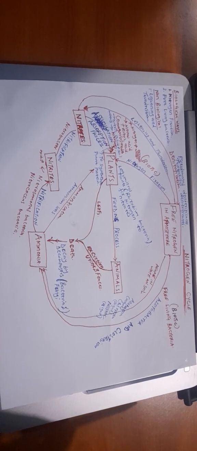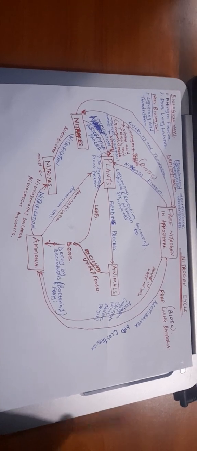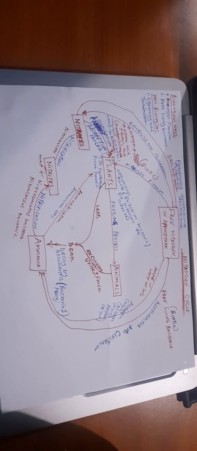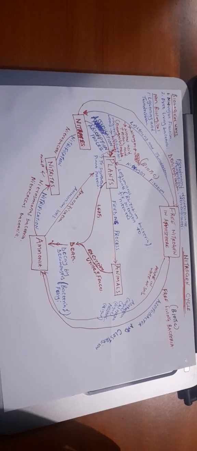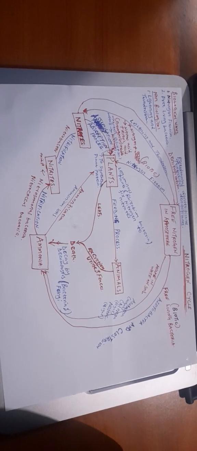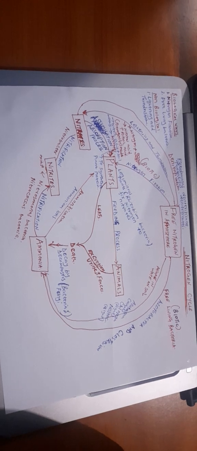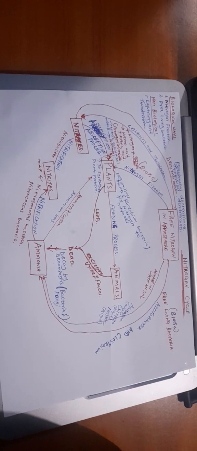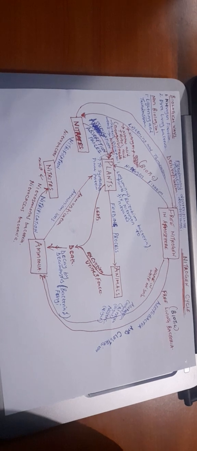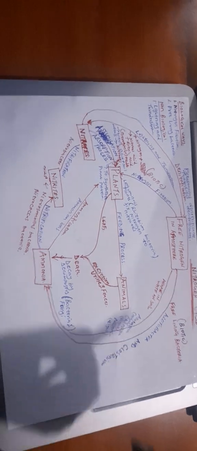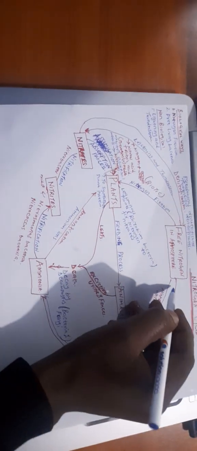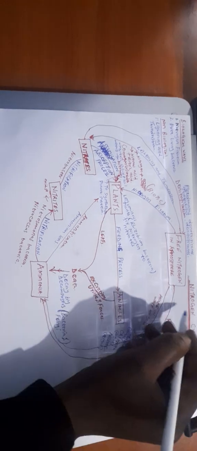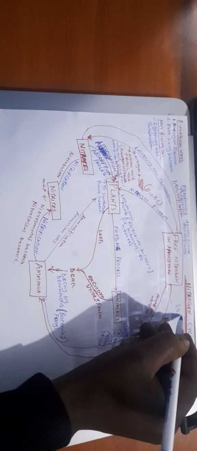Today, let's discuss the nitrogen cycle. This is a flowchart of the nitrogen cycle, entailing all the processes with the bacteria which are responsible for them. The nitrogen cycle starts from the free nitrogen in the atmosphere, which is how many percent? 78%. 78 what? Percent in the atmosphere.